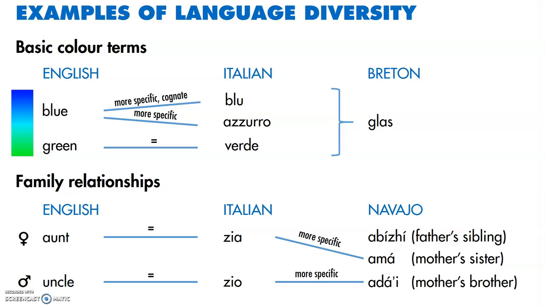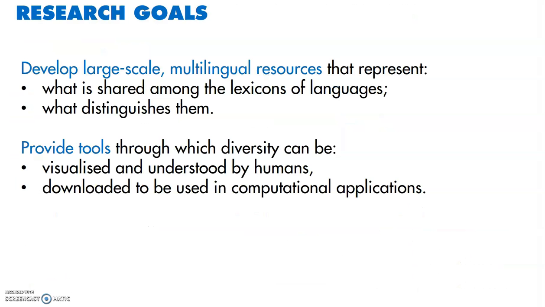This example shows that when translating text between English and Navajo, terms for family relationships have to be translated very carefully. Such cases of lexical diversity, where cross-lingual differences appear on the level of words, are in the center of our research. We aim to develop large-scale multilingual resources that represent both what is shared among the lexicons of languages and what distinguishes them. We provide tools through which diversity can be modeled, visualized, and understood, but also downloaded to be used in computational applications.